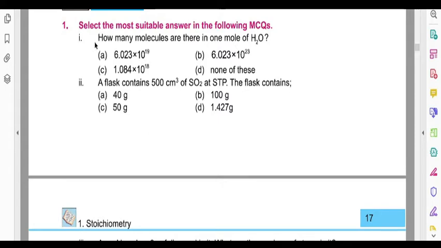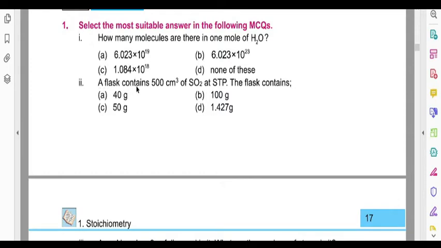So the first question is, how many molecules are there in 1 mole of water? So you already know that 1 mole of anything is equal to Avogadro's number of molecules, and Avogadro number is 6.023 into 10 to the power 23. So 1 mole of water will obviously contain 6.023 into 10 to the power 23, and so you can find it here. So option B is the correct option for question number 1.